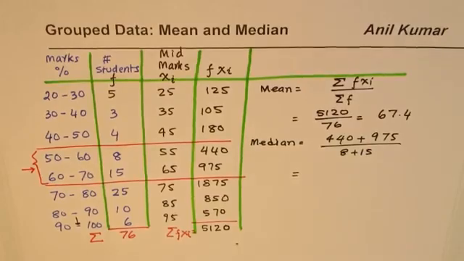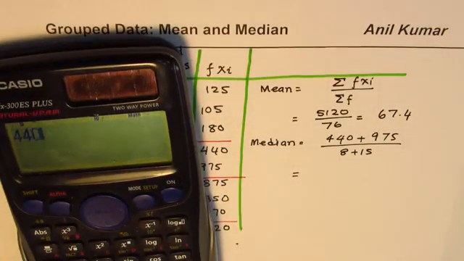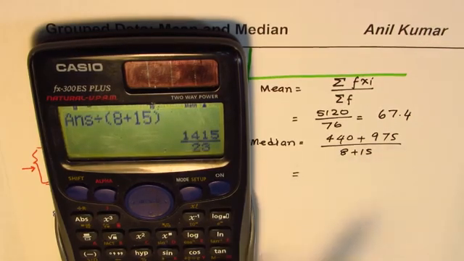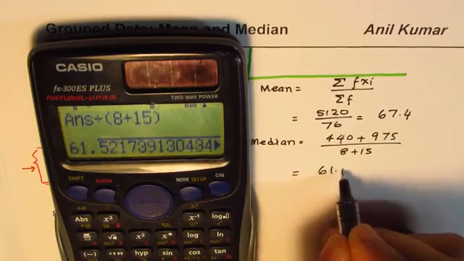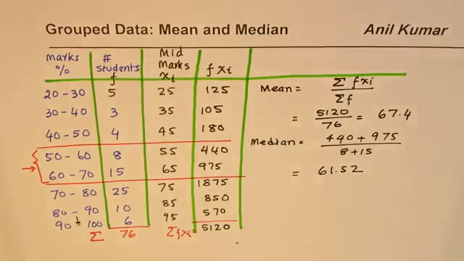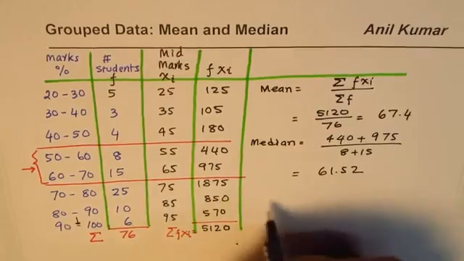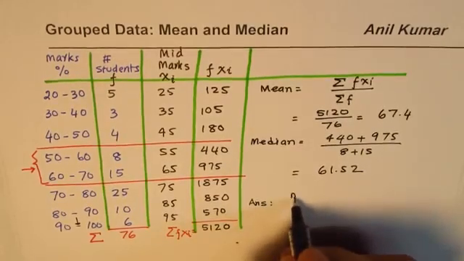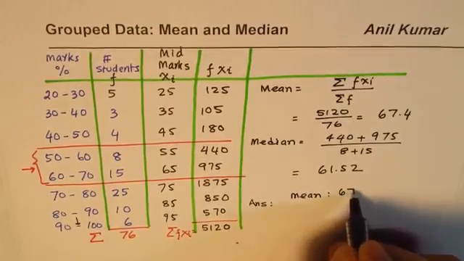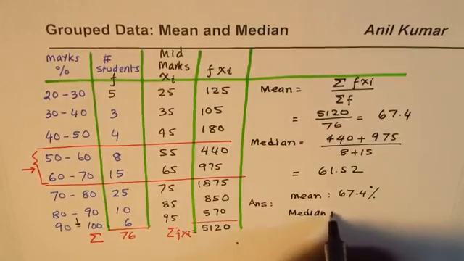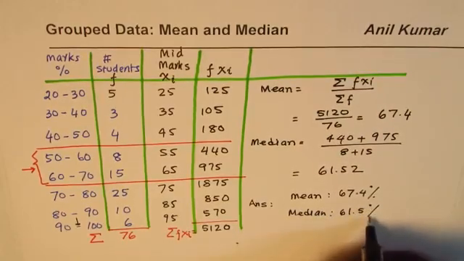Let's calculate this now: 440 plus 975 divided by the sum of the students, which is 8 plus 15. In decimals, it is 61.52. So in our case, we get a median of 61.5%. Do you see that? So in our case, the answer is a mean of 67.4% and a median of 61.5%.